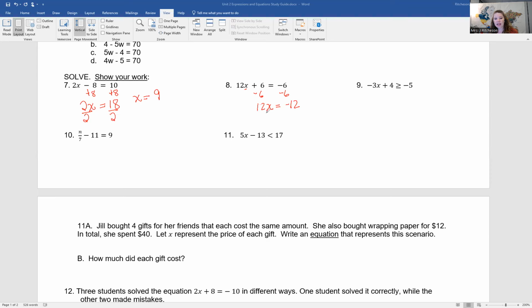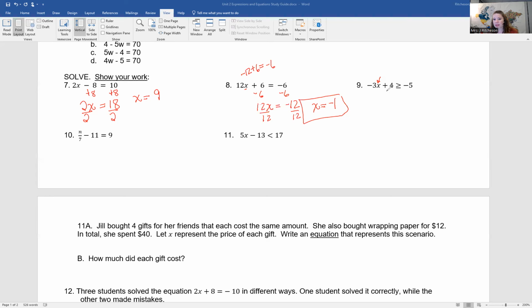Now we're going to get rid of times 12 by dividing both sides by 12. And our final answer is x is equal to negative 12 divided by positive 12, which is negative 1. And we can throw that in the original equation and know that our answer is correct. So 12 times negative 1 is negative 12. And does negative 12 plus 6 equal negative 6? It does. We're right.